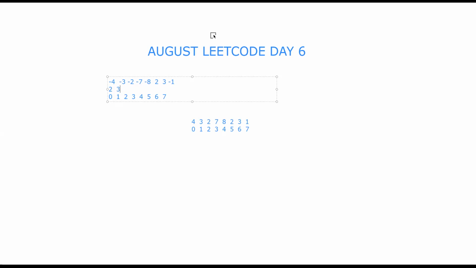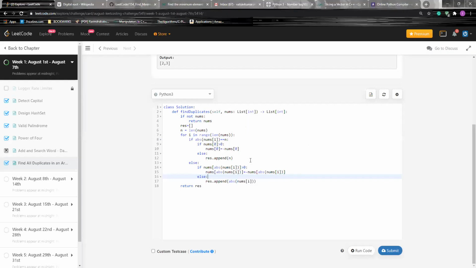Let us see the coding part of this. So this is the coding part. What I have done is first I am checking whether the nums list has elements or not. If it does not have elements, then I am simply returning the empty array. After that, I am creating an empty list, that is result.